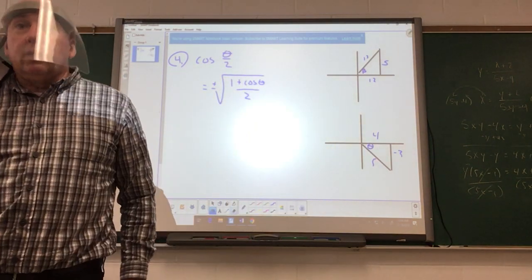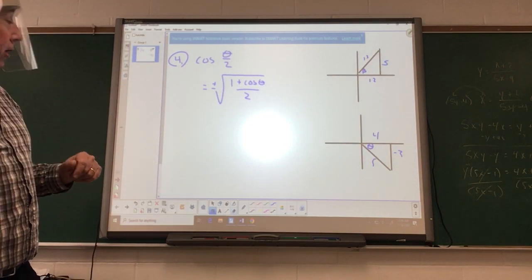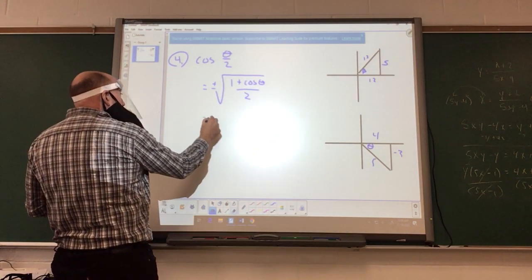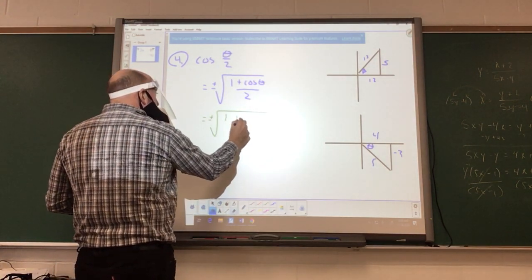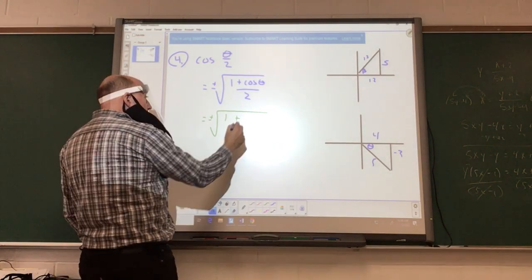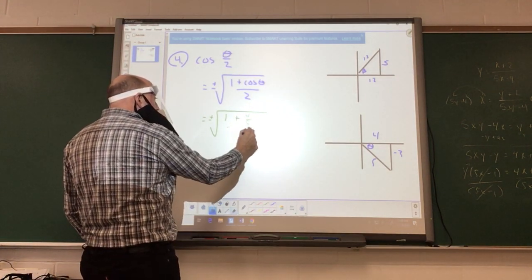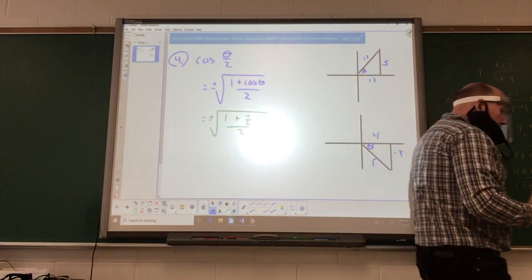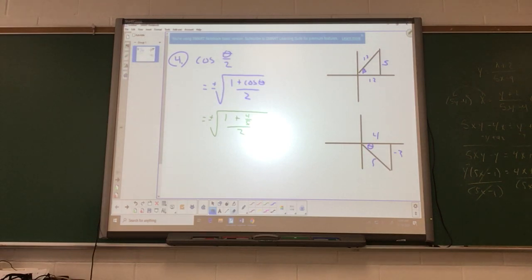Next thing we do, we look to put in for our cosine of theta. If we look at our triangle, what is our cosine of theta? Drew, what's cosine of theta over there? 4/5. So we have 1 plus 4/5 divided by 2. Now once again, we have to simplify this fraction inside the radical. You could do one of 2 ways. You can type in 1 plus 4/5 divided by 2, hit your math button, hit enter again, and that will simplify your fraction for you. Okay, that's one way of doing it.